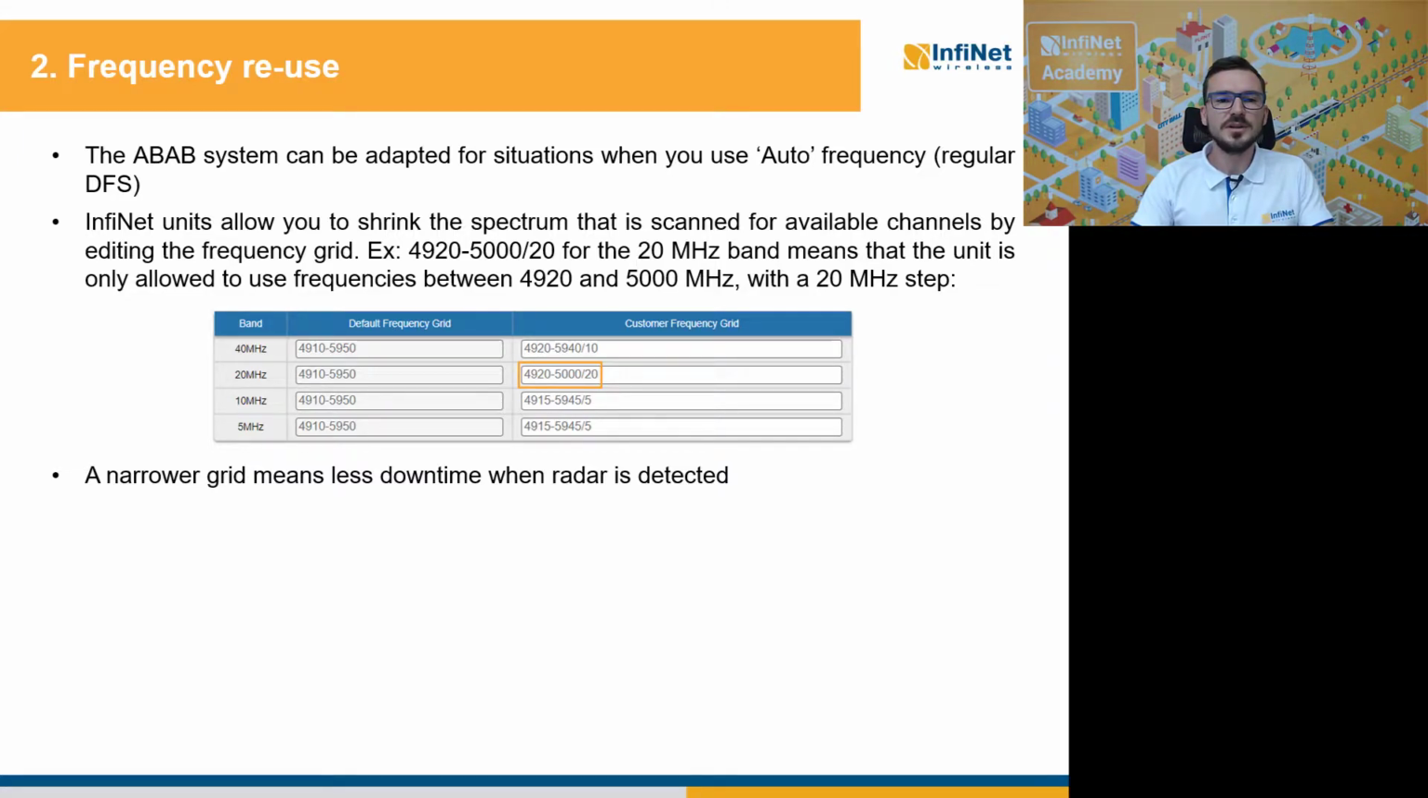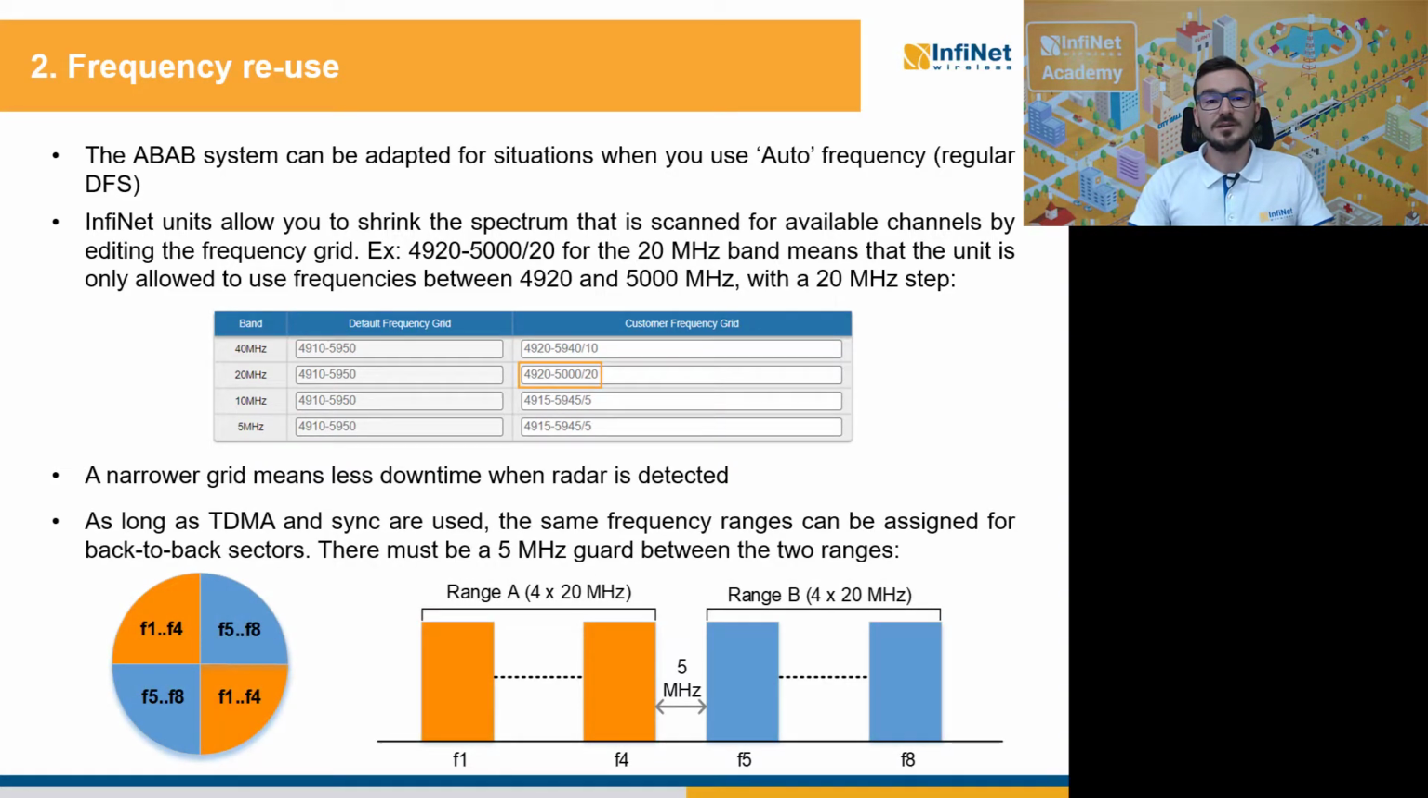The frequency grid reduction is usually done either because not all supported frequencies are allowed for use in certain regions, or to reduce the scan time when a new channel must be selected. A narrower grid means less downtime in case of radar detection. As long as TDMA and sync are used, the same frequency ranges can be assigned for back-to-back sectors.